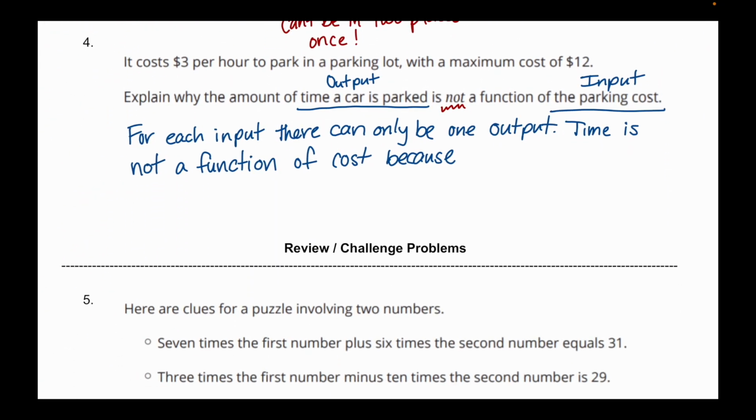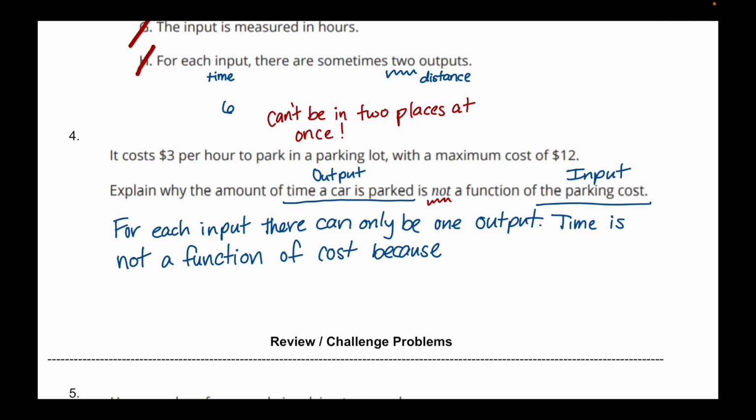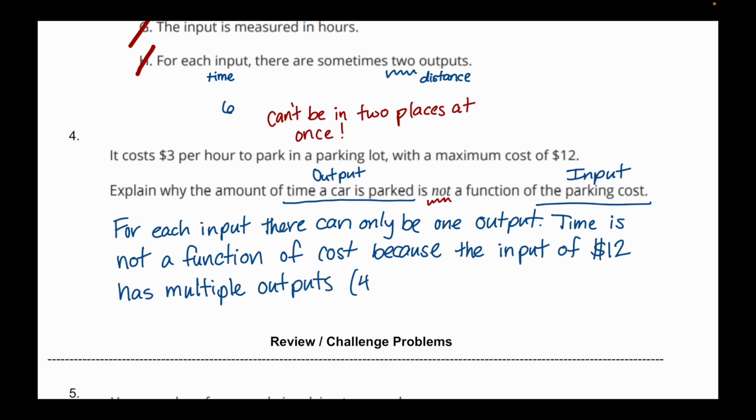So let's finish our answer here. It is not a function of cost because the input of $12 has multiple, or you can say more than one, outputs. 4, 5, 6, 7, etc. So time is not a function of cost because the input has multiple outputs at $12.